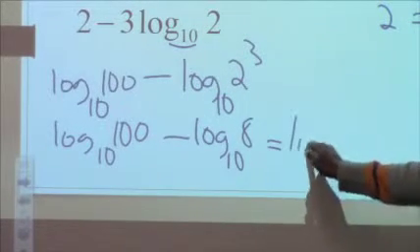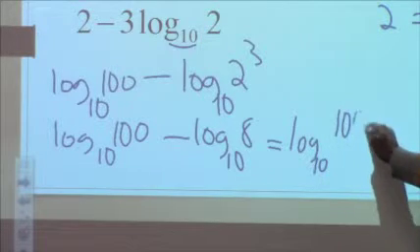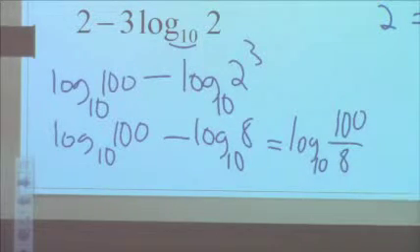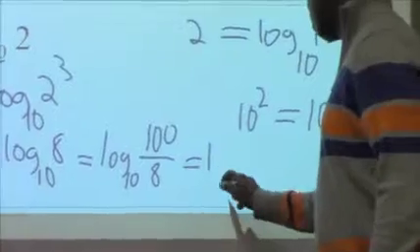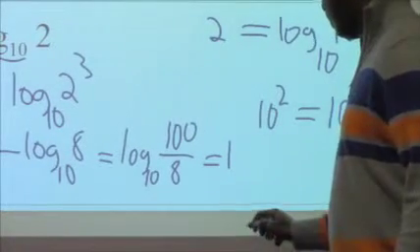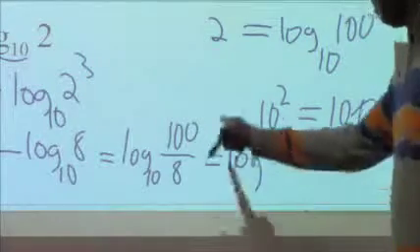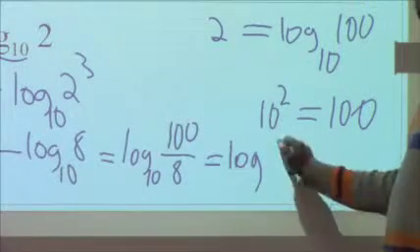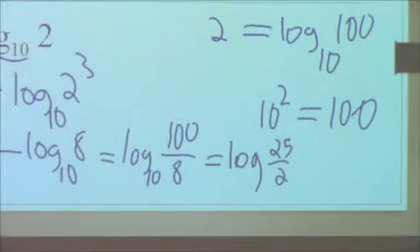So we can do this right here. We can do this log 10. So we're going to have 100 over 8. Subtraction converted into division. And when we simplify this, we're going to have log, divide this by 4, you're going to get 25. Divide this by 4, you're going to have 2. And that will be basically our answer for that.